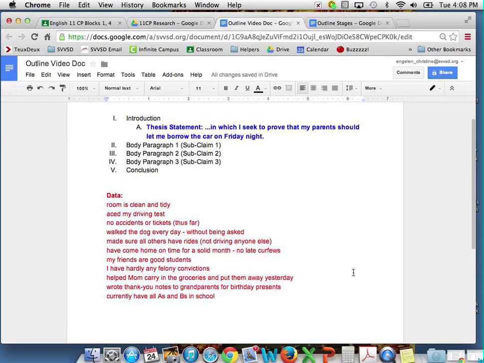So I think that with this data, I can probably come up with some pretty good reasons as to why they should let me borrow the car on Friday night. And I think I'll be able to convince them. But I've got this big pile of data, and I've got to organize it somehow. So as I look at all my data, this might be more than I need. Let's see if I can come up with different categories for my data.